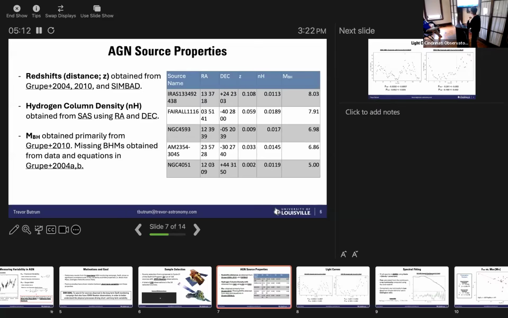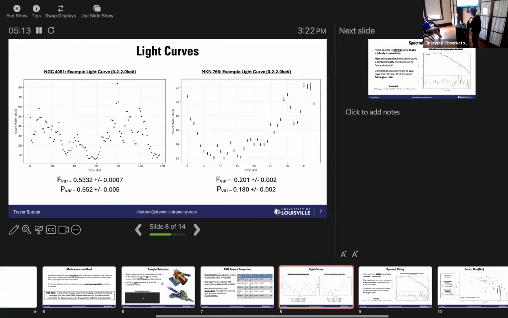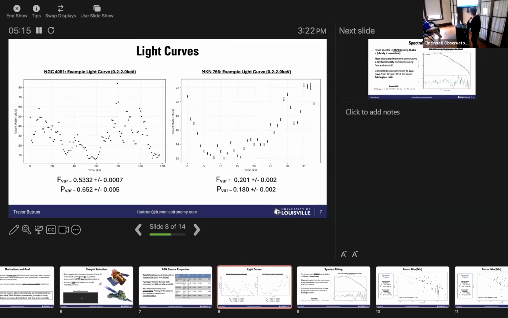So I have some examples on this slide here. For example, on the left here, we have NGC 4051, and I have the variability parameters at the bottom. You can see on the left that NGC 4051 is highly variable. It's 0.5 for the FVAR and 0.652 for the PVAR.